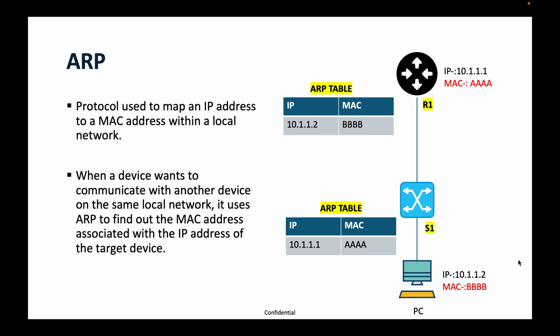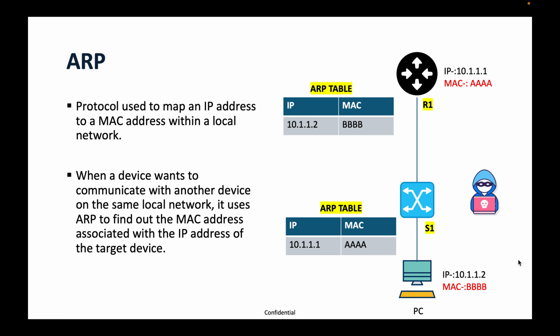So in future, if the router must send any packet to this PC, it can look into the ARP table to forward the data. Now, ARP does not have any built-in mechanism to verify the authenticity of ARP requests or replies. Any device can send an ARP reply claiming to have an IP address, leading to potential security issues.